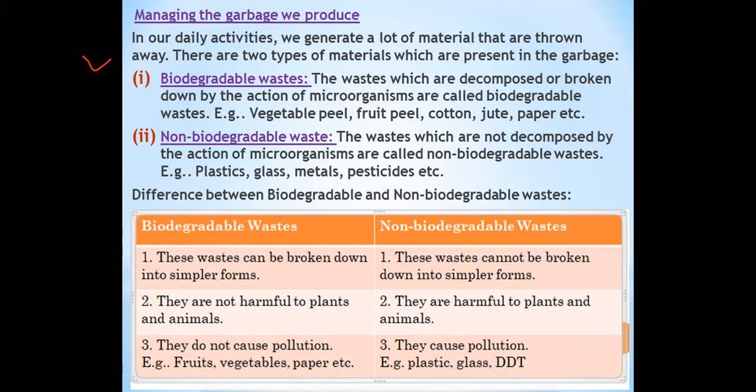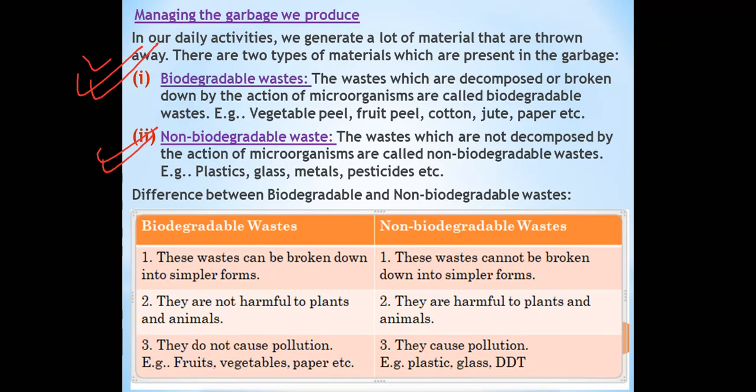In our daily activities, we generate lot of materials that are thrown away. There are two types of materials which are present in the garbage. When we go outside also, we can see there are two dustbins in our locality. One is for dry waste, another is for wet waste, and the materials which we throw in the dry waste are called non-biodegradable waste, and the materials we throw in the wet dustbin are biodegradable waste. In that, vegetable peels, fruit peels, cotton, juice, paper are there in the biodegradable waste.